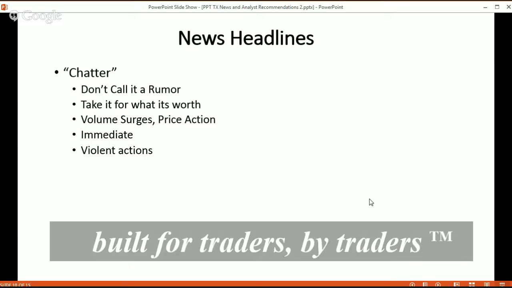So, quote unquote, chatter. What is chatter? At times we get questions about that. So don't call it a rumor. Take it for what it's worth. It's information that's being circulated, whether it's social media based or trading desk based. You'll see a volume surge and you'll see price action. The price action can be to the downside, but you'll definitely see a volume surge, and it's rather immediate. It can be rather violent, with very fast action based on that chatter information.